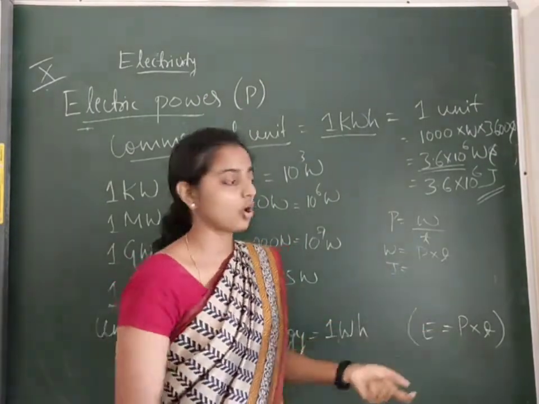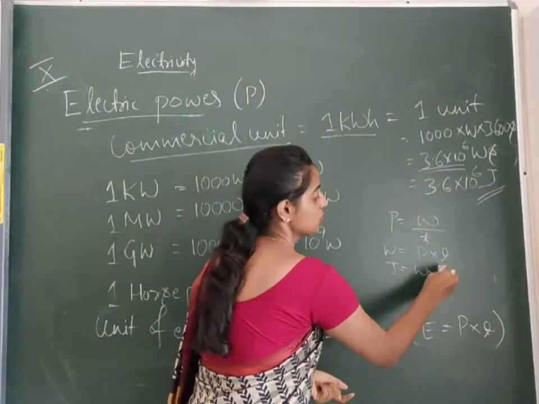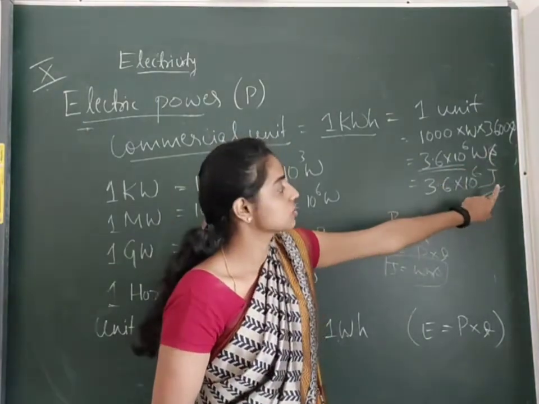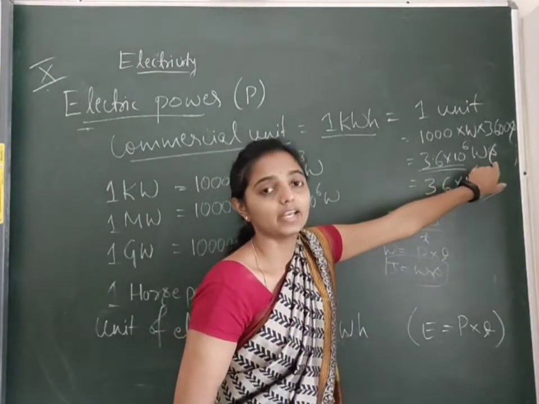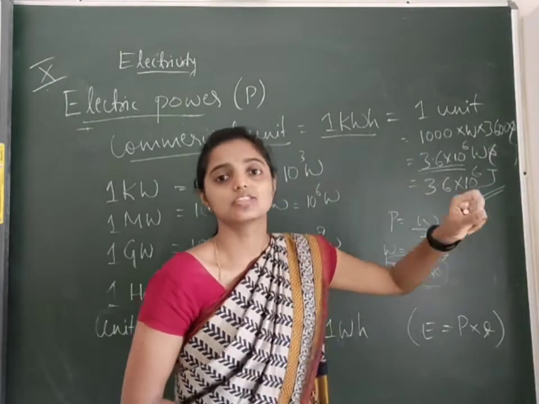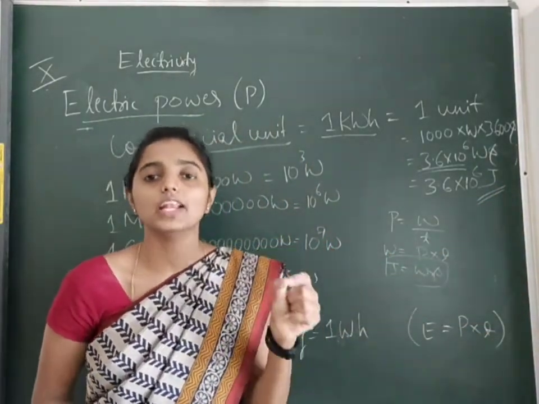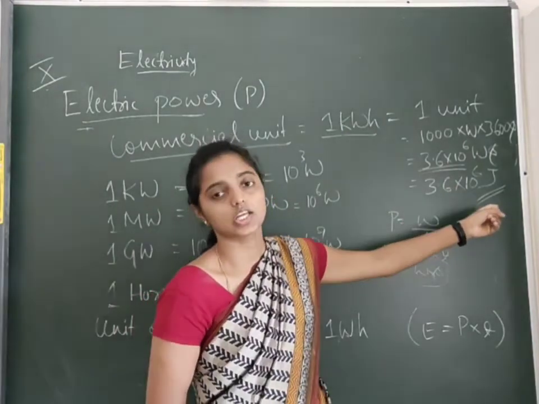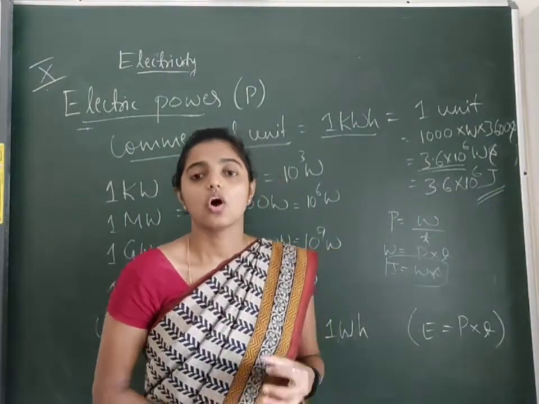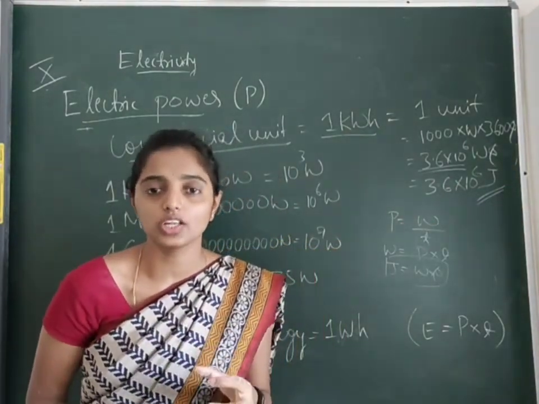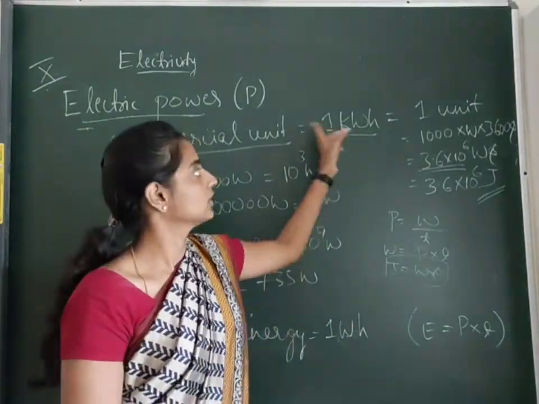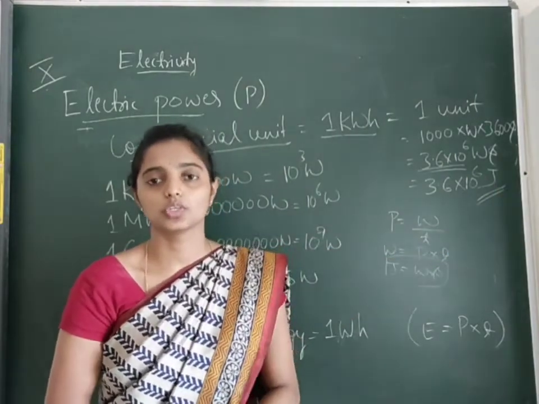Now joule is nothing but the combination of watt into second. So either we can stop here or we can also give this answer: watt into second, I can take it as joule. So the value of 1 unit is nothing but 3.6 into 10 to the power 6 joule, or the 1 commercial unit is nothing but 1 kilowatt hour. So all three different things you need to remember.